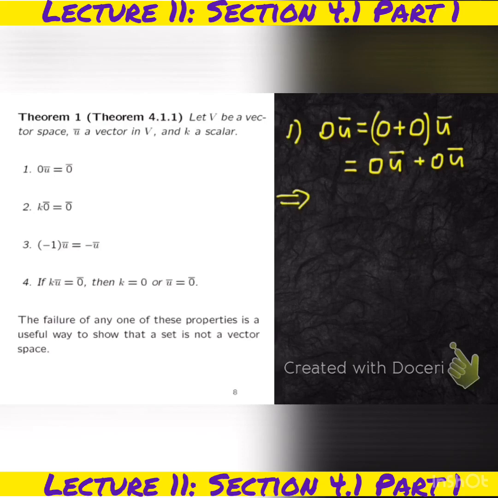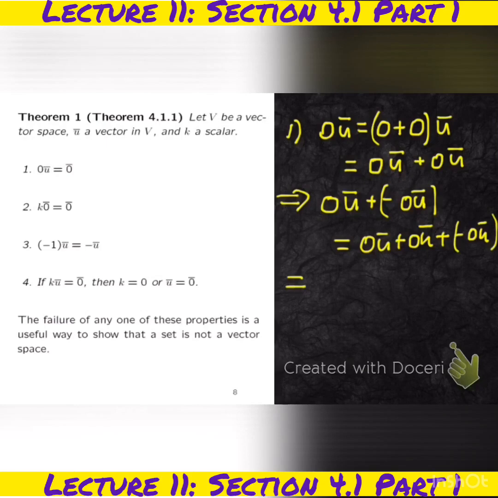And so what we do is, 0u is a vector, and in a vector space, every vector has a negative. So let's add that vector to its negative. What we do on the left, we need to do on the right as well. So we're adding the negative of the vector u. What's that equal to? A vector added to its negative is always the 0 vector.